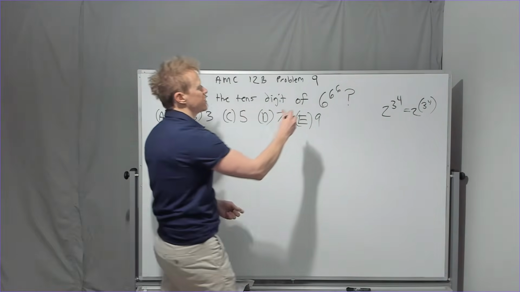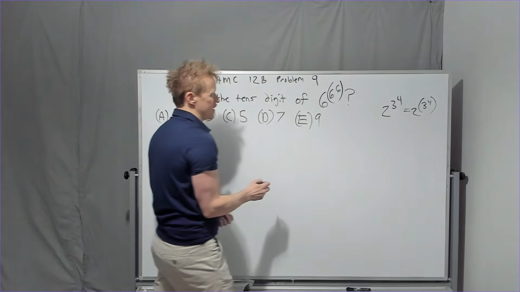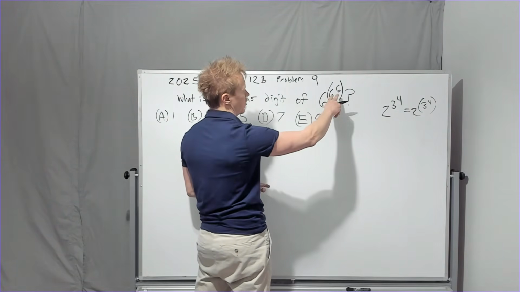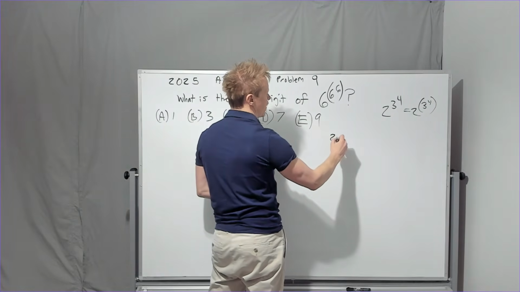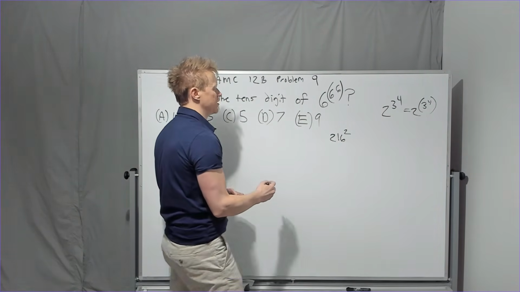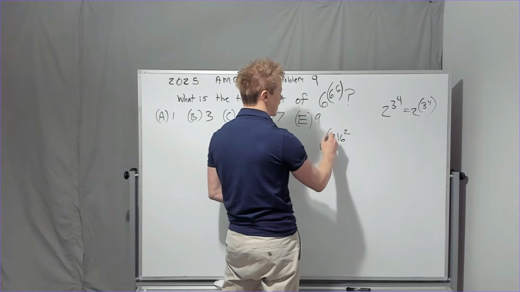So in order to do this, you're going to have to group these. That's what that concept shows. Those get grouped. And so we're going to have 6 to the 6th. I'm going to make that 216 squared, 6 to the 3rd being 216. So I'm going to have 6 to this power.